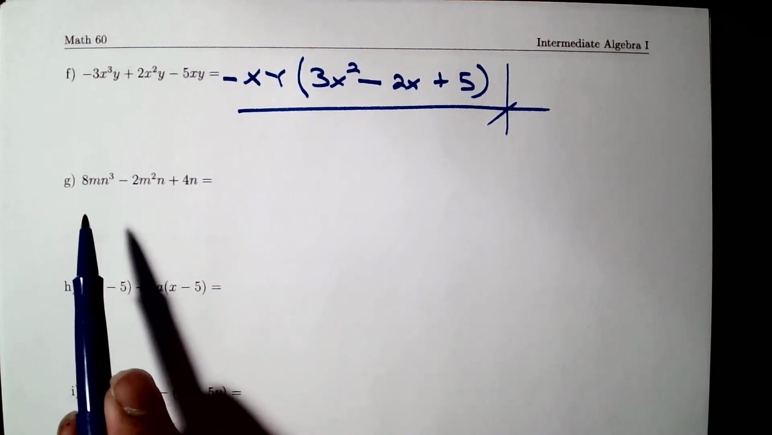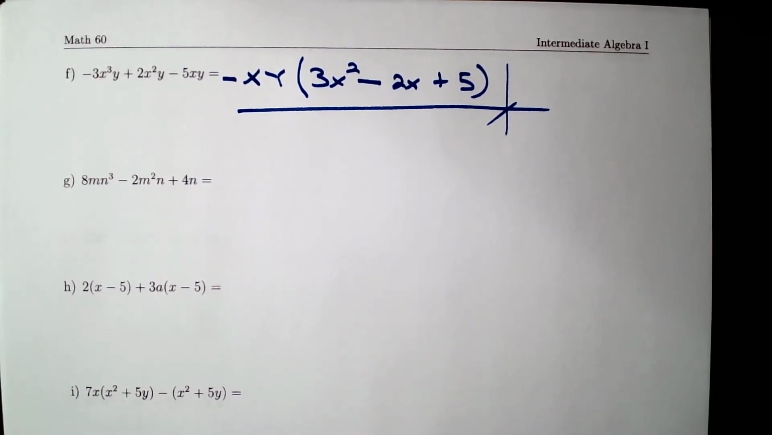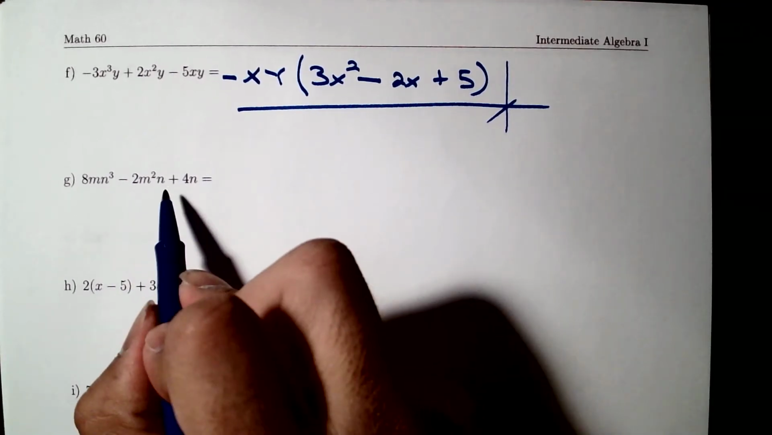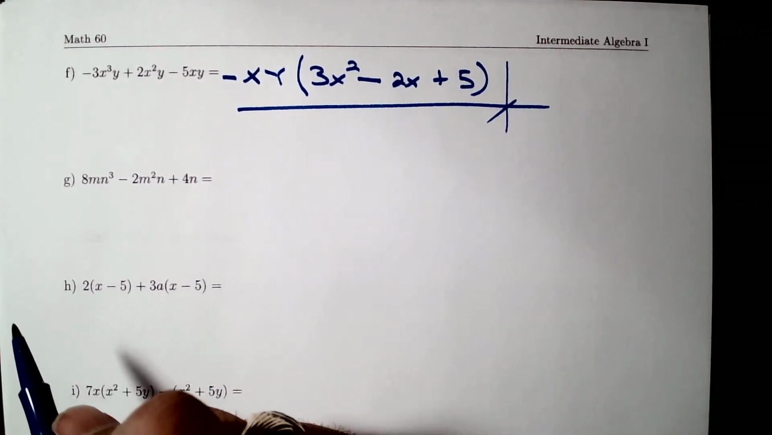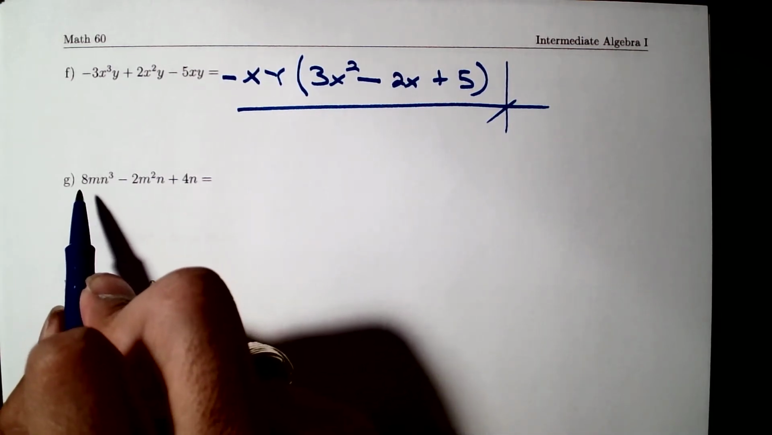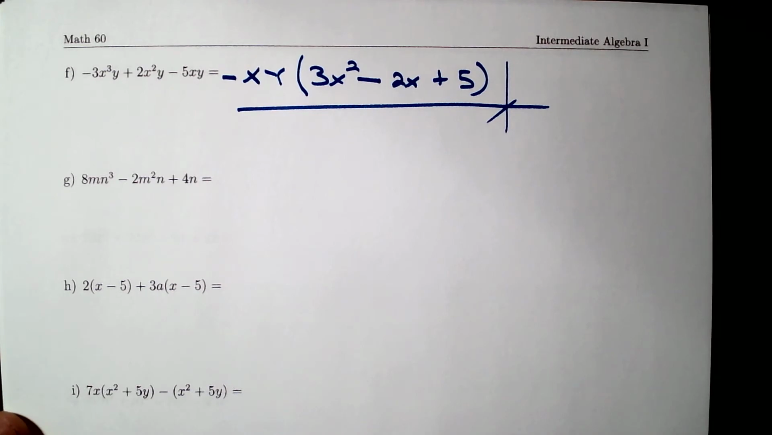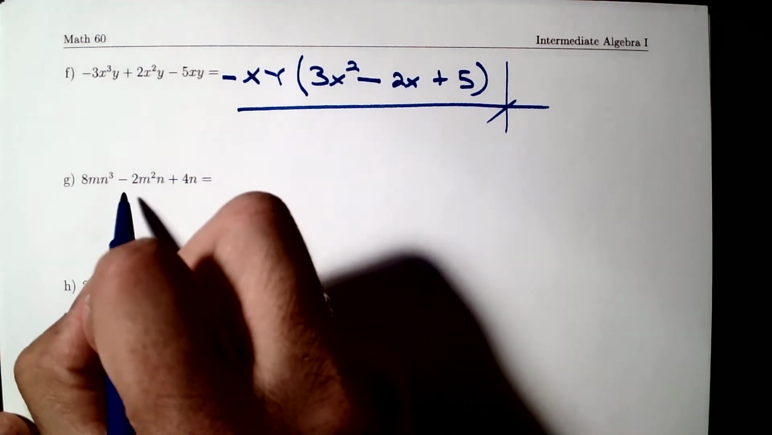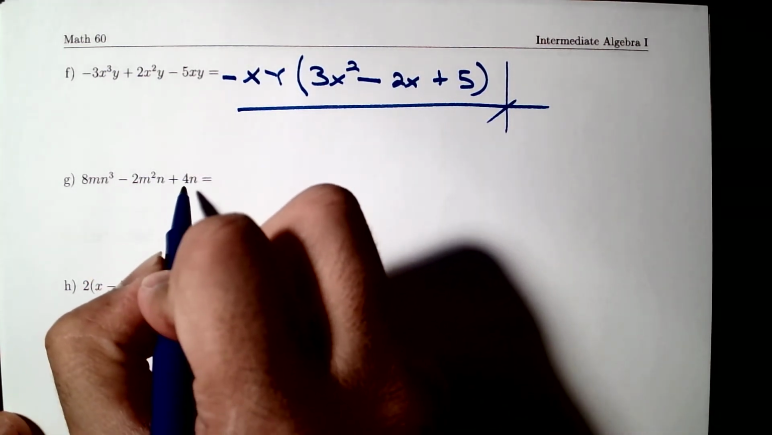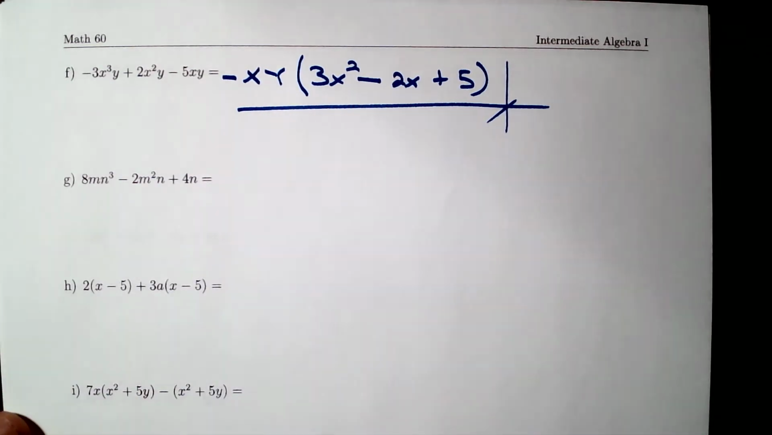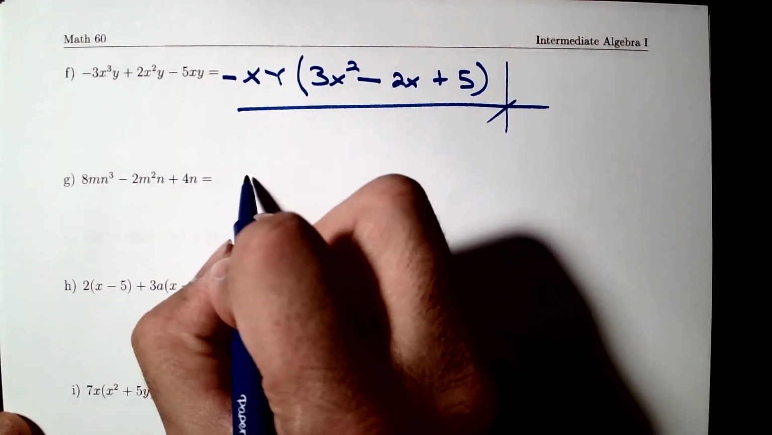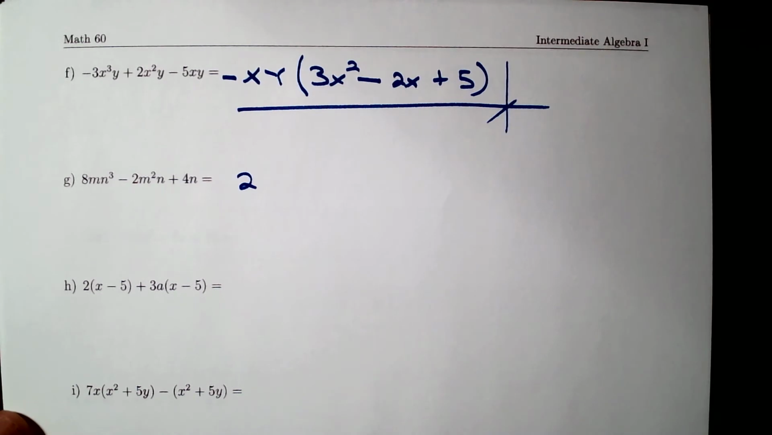Now in this case, let's observe letter G. Letter G, we have 8mn cubed minus m squared n plus 4n. Alright, so let's look at the coefficients. The coefficients are 8, 2, and 4. But the smallest of them is 2. And the good thing is 4 and 8 are multiples of 2, so 2 is part of the GCF.